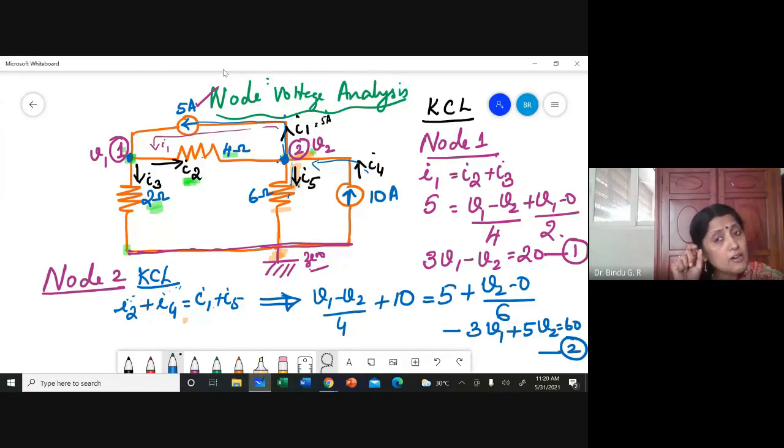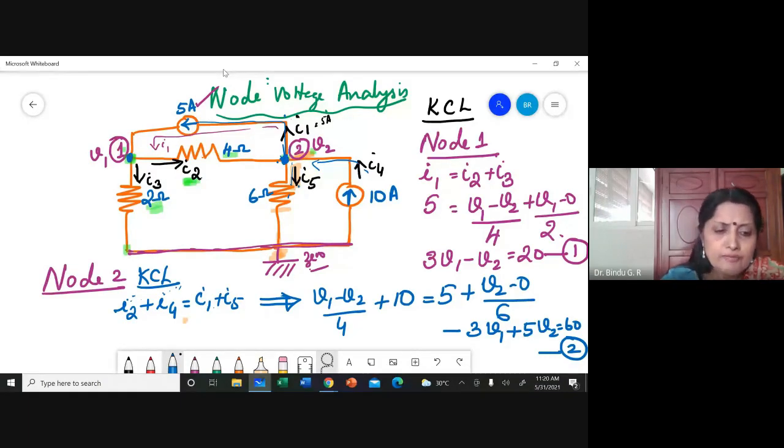Depending on the type of source that is given, if it's a voltage source that is given, it is always better to go for mesh current analysis, as we did in the previous class. Where if it is a current source that is more relevant, more current sources in that, it is always better to go for node voltage analysis, as we are doing it now.